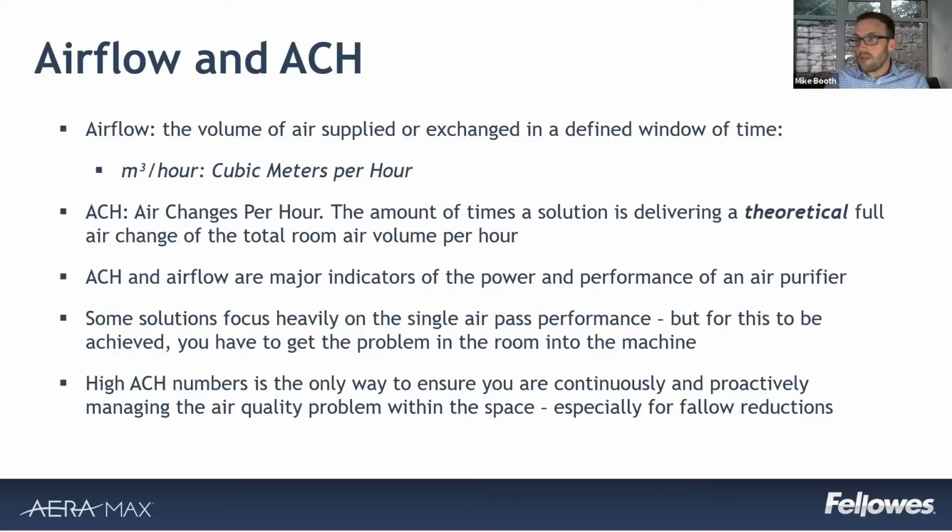Because what we're talking about here is not a one and done environment where you're trying to remove a problem in a single instance, but during an AGP, you're talking about constant contamination being introduced. So what is hyper critical is the right number of air changes per hour in order to proactively respond to that situation and get that air quality back to a baseline, a clean standard, as quickly as possible. Ultimately, high ACH numbers are the only way to ensure that you're continuously and proactively managing the problem within the space, especially if you're trying to achieve those 10 to 12 air changes per hour in order to deliver that reduced fallow period of 20 minutes.